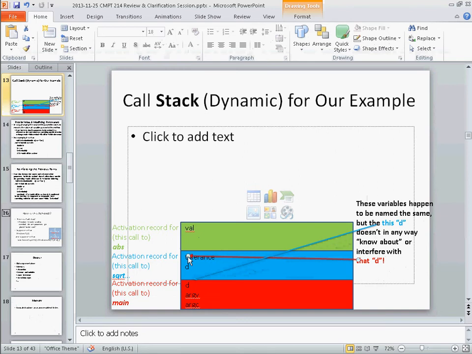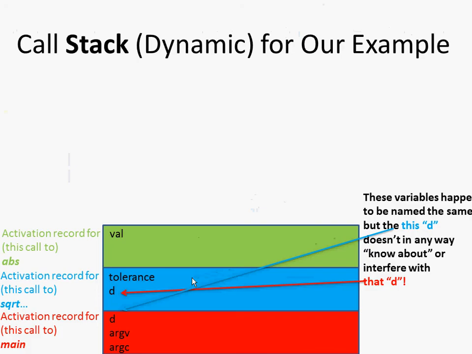Okay, so here we have the value for D with respect to square root, and we have the value for tolerance with respect to square root. These are 2 variables. Their values are found here. So D within the square root, D refers to the value that lives here. It refers to that location. And the value at that location is the value of D. Tolerance refers to this location and has a particular value that's located there. Okay? That's great. And then square root calls abs, the abs function, maybe it has an argument called val. It has a formal parameter called val.